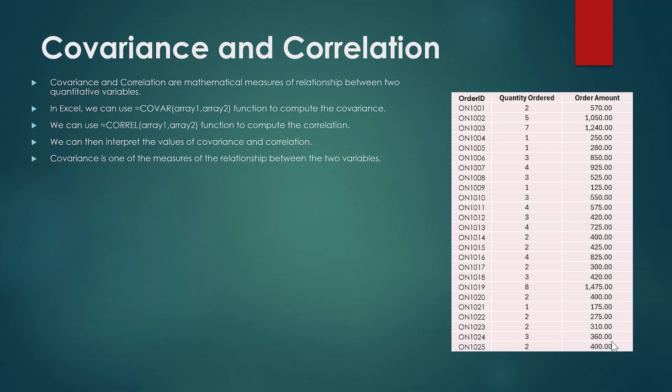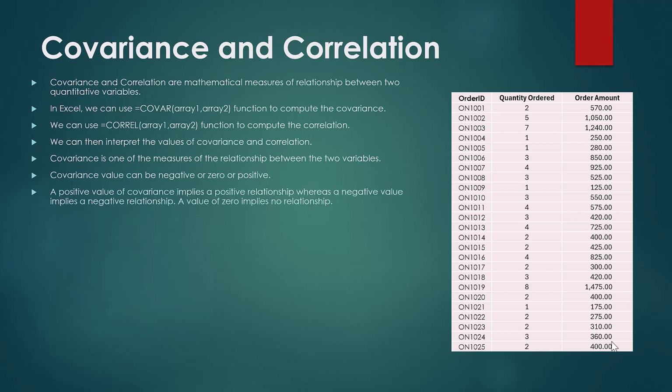So let's talk about covariance first. So covariance is one of the measures of relationship between the two variables. The covariance value can be negative, it can be 0, or it can be positive. A positive value of covariance implies a positive relationship, whereas a negative value implies a negative relationship. A value of 0 implies no relationship between the two variables.